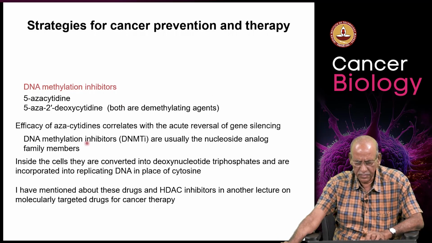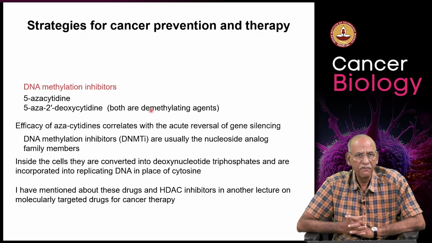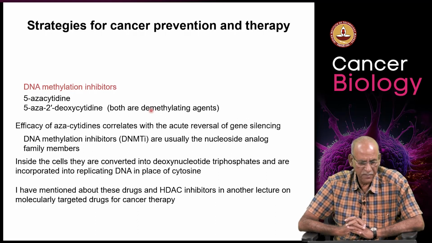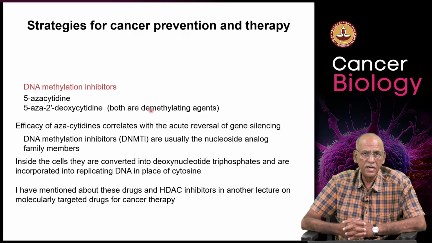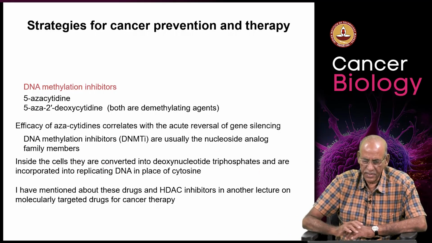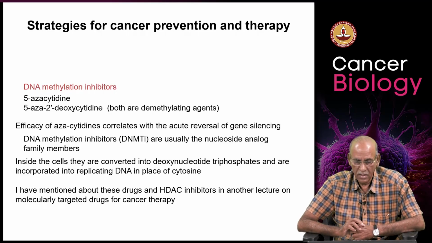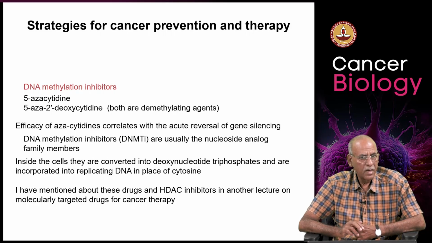We will proceed with other agents. For example, DNA methylation inhibitors, 2 examples are given here, 5-azacitidine and 5-aza-2'-deoxycytidine. Both are basically demethylating agents. The efficacy of these so called azacitidines correlates with acute reversal of gene silencing. DNA methylation inhibitors are usually some nucleoside analogues.